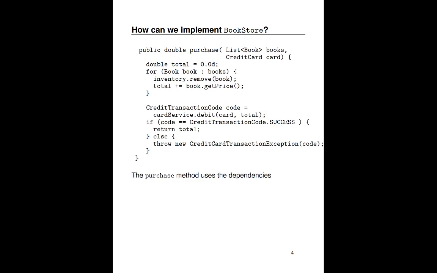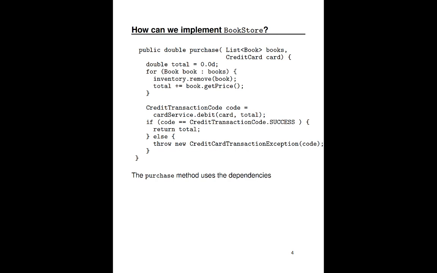Now let's look at the implementation of the purchase method in the bookstore. We purchase some number of books using a credit card. This is a purposefully simple implementation of this code just for demonstration purposes. So we iterate all of the books that we want to purchase, remove them from the inventory, and keep track of the total price of the books that we purchased. Once we have the total purchase price, we're going to debit it from the credit card by calling the debit method of the credit card service using the card that was passed in. If the debit transaction was successful, then we'll return the total. Otherwise, we'll throw an exception.